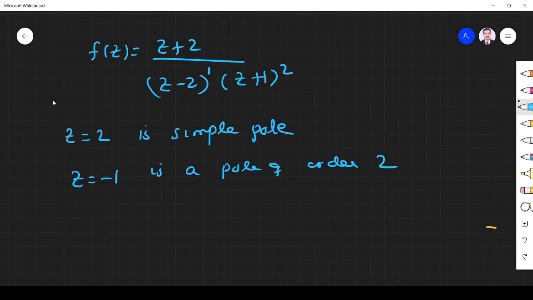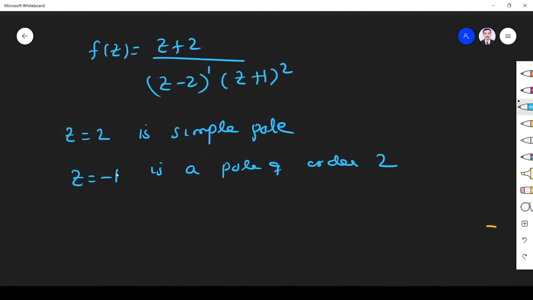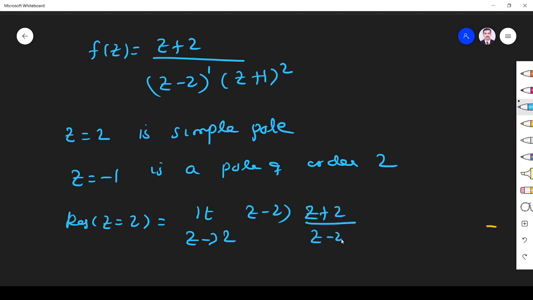Right? So we know how to find the residue for a pole of order 1, simple pole. So the residue at z is equal to 2 is given by, simple pole means limit z tends to 2, z minus 2, f of z. f of z is z plus 2 divided by z minus 2 into z plus 1 whole square. Why? For a simple pole, what is the formula to find the residue? Limit z tends to a, where a is the pole, z minus a into f of z, right?